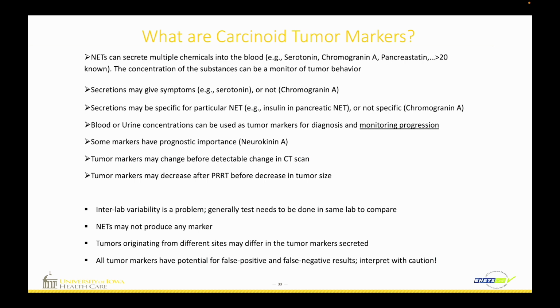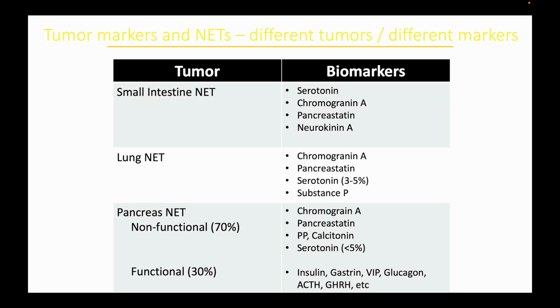But there are relatively few labs that measure these tumor markers, and it's super important to get the tumor markers measured in the same lab each time, because otherwise it's difficult to compare them. There are tumors that don't produce any, and all of these tumor markers can be falsely elevated or falsely low.